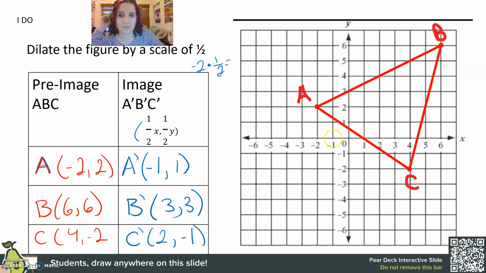So A prime, -1, 1, that's going to be right here. B prime, 3, 3, that's B prime. And C prime is 2, -1, so over 2, down 1 is C prime. Now I'm going to connect these with the best line I can. There is my triangle, and it's still the same shape, but the size is different, so it shrunk a little bit. It was a shrink. And that is how you dilate a figure on the coordinate plane.